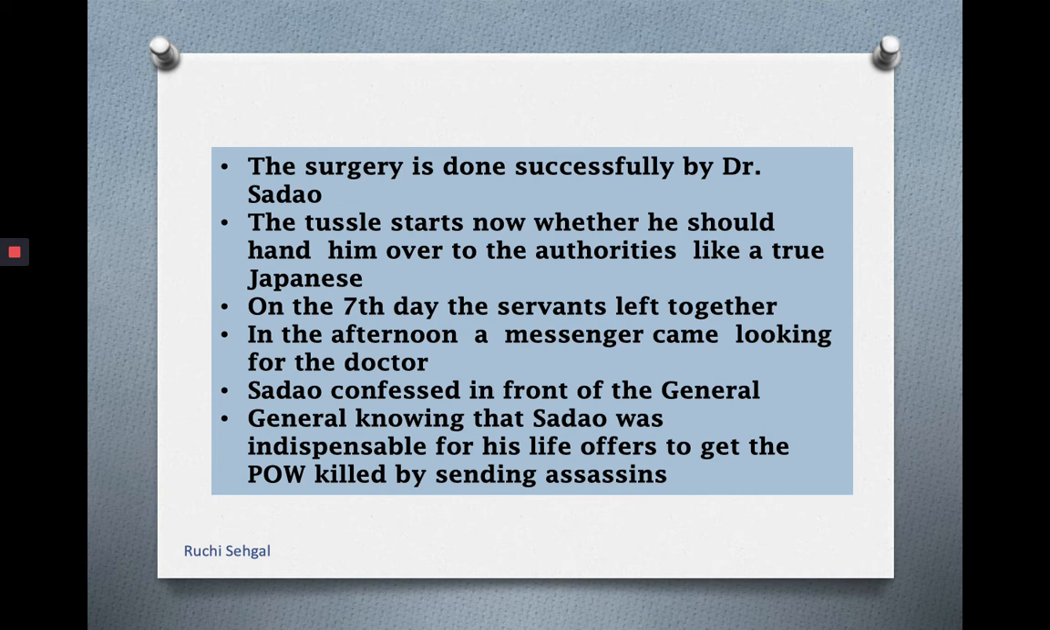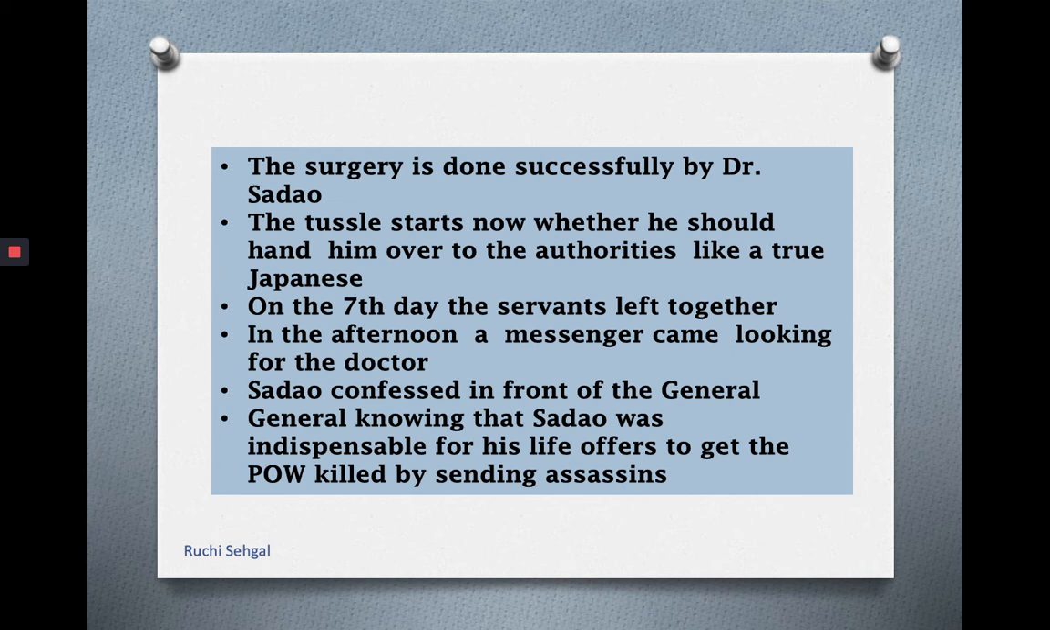And very soon, the general realizes that he cannot let anything happen to Dr. Sadao, because he feels, what if something happens to me? And the first thing that he says is, "Do you think I can withstand one more such attack?" And Sadao, being very smart, takes advantage of the situation and says, "Not more than one." And then the general says, "Certainly I can allow nothing to happen to you." As a result, the general knows that he is indispensable, and therefore he offers to get the POW killed by sending his hired assassins.